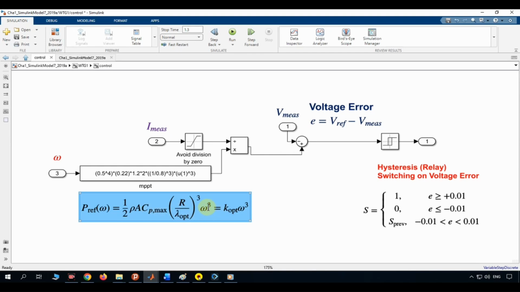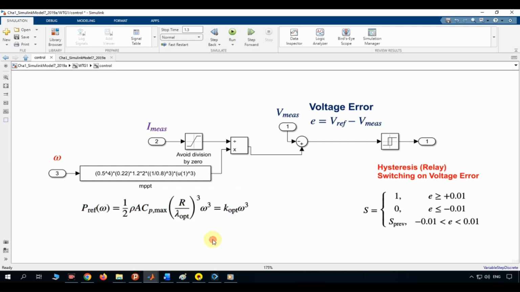The constants in this formula are derived from the turbine's known optimal power coefficient, its optimal tip speed ratio, the air density, and the rotor geometry. In simple terms, this equation predicts, for any given generator speed, exactly how much power the turbine should ideally be producing if it were operating at its maximum efficiency point.